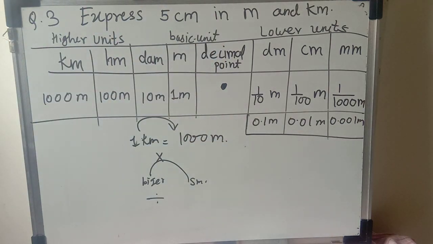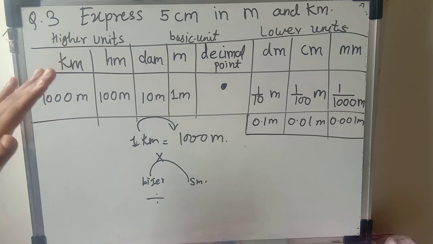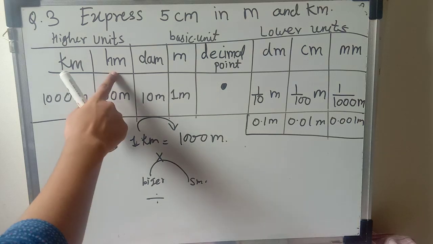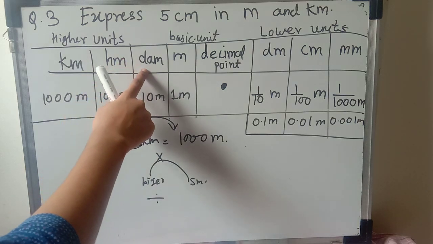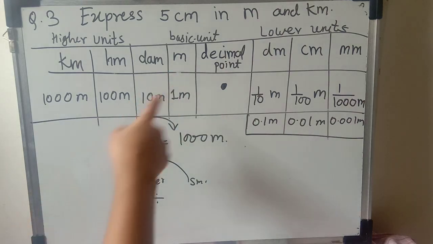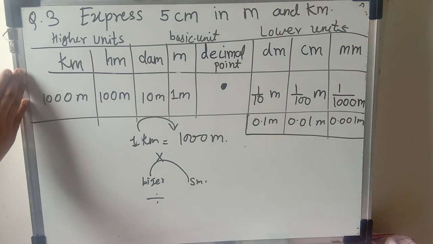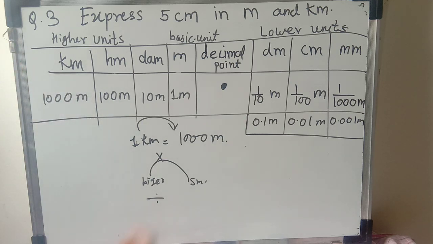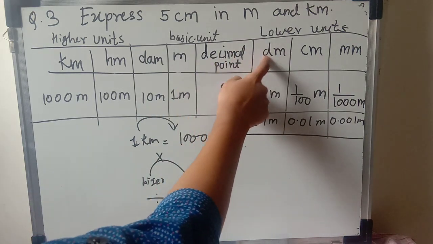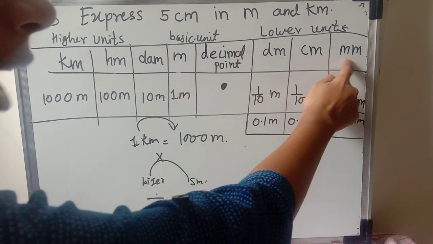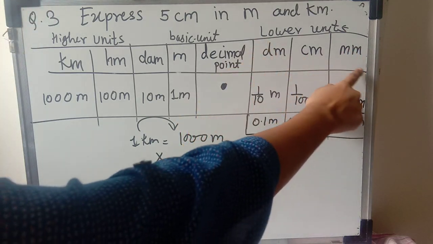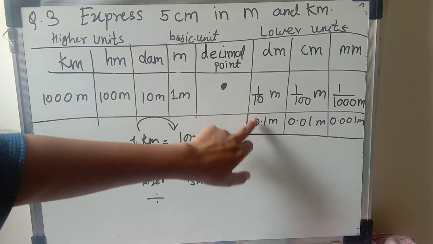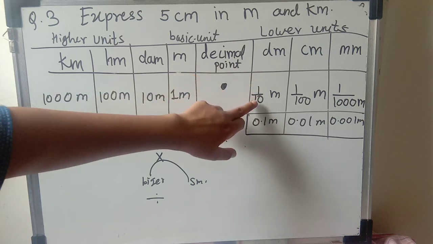This is the chart of all the units for distance, when we measure distance. We always measure in kilometer. Okay, this is the hectometer, dam means decameter, meter is the basic unit. Before the decimal, whatever units you are seeing here, those are the higher units. After the decimal you can see dm means decimeter, cm means centimeter, and mm, you know, that is millimeter. These all units are after the decimal, and that's why we always write in fraction form and decimal form, that is 1 upon 10 meter.